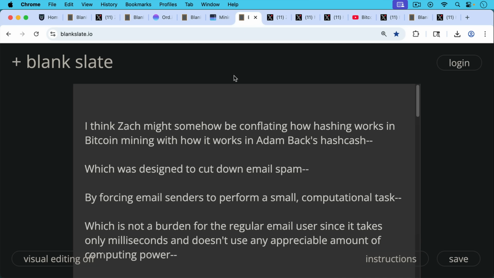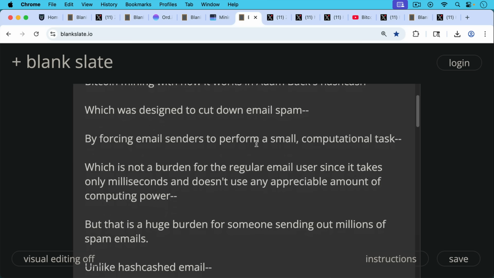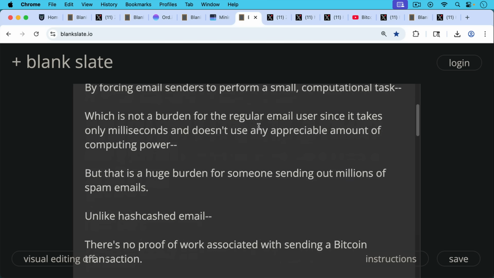and friends in China. I think what's happening here is I think Zach might somehow be conflating how hashing works in Bitcoin mining with how it works in Adam Back's Hashcash, which was designed to cut down email spam by forcing email senders to perform a small computational task, which is not a burden for the regular email user since it takes only milliseconds and doesn't use any appreciable amount of computing power. But that is a huge burden for someone sending out millions of spam emails. So that's Adam Back's Hashcash.